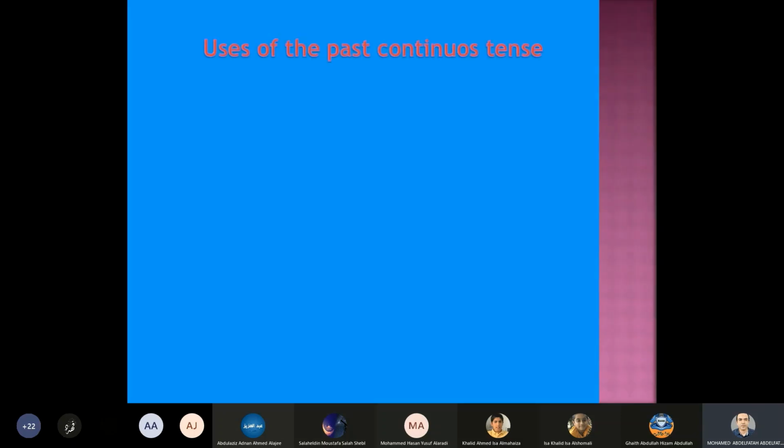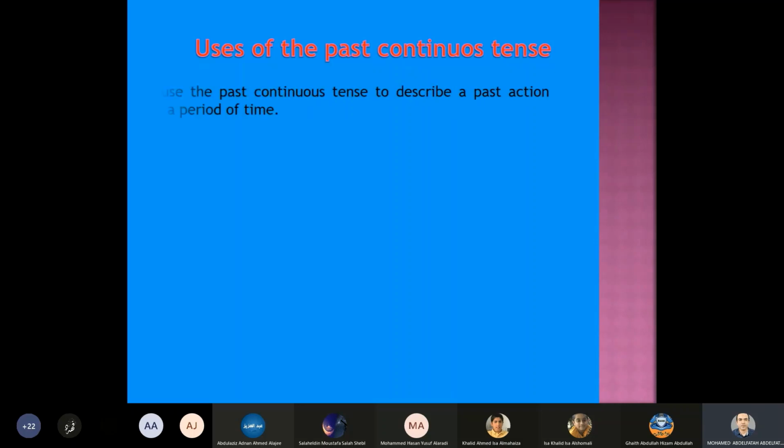Here, students, you are going to know more about the past continuous tense. Now we are going to learn about the uses of the past continuous tense. Let's start with this. We use the past continuous tense to describe a past action, something that happened in the past, but over a period of time. We are talking about a period of time, not an exact time in the past. So students, we use the past continuous tense to describe a past action over a period of time.